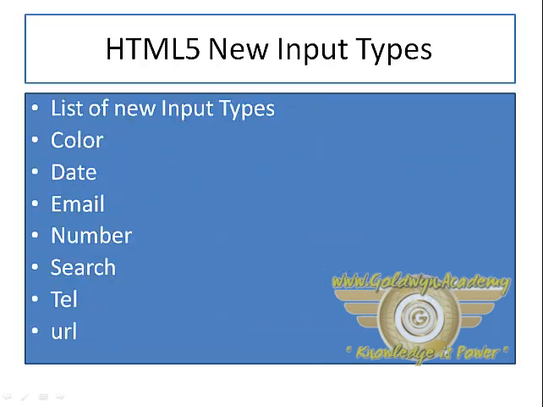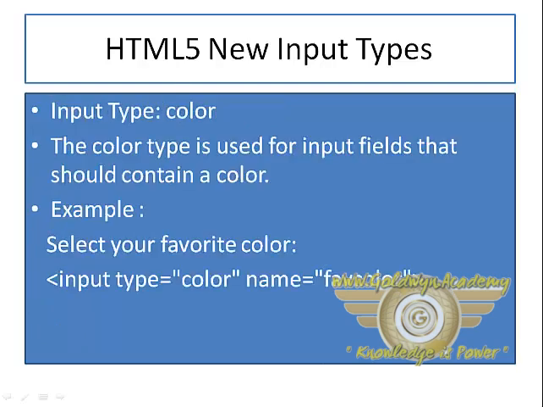So this is an exhaustive list of new input types. These are color, date, email, number, search, telephone, and URL. As we know, URL stands for Uniform Resource Locator. We will see each element in detail later on.